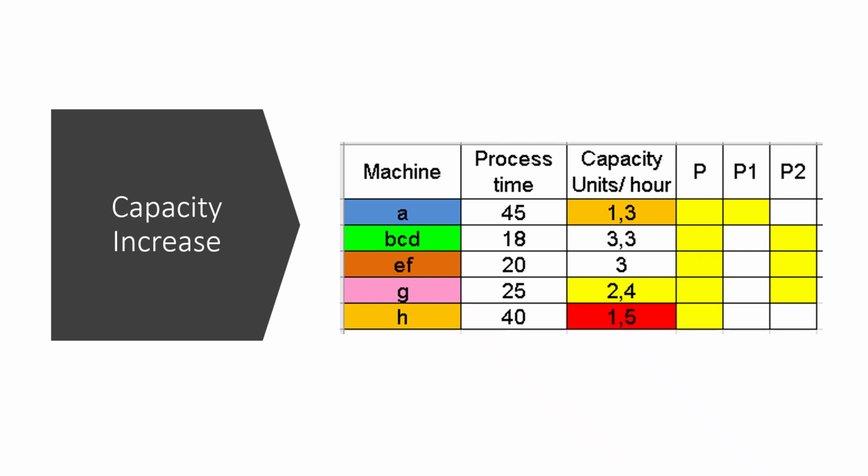Suppose we have been able to reduce process time for the blue machine A to 45 minutes, from the previous 60. We calculate the capacity of each machine and the machines required to produce each product P, P1 and P2. The bottleneck is still machine A, lowest capacity of 1.3. We want to decide in this situation the combination of P, P1 and P2 which is most profitable.